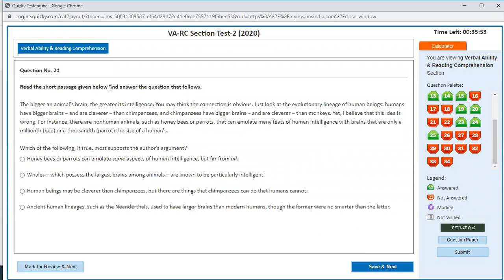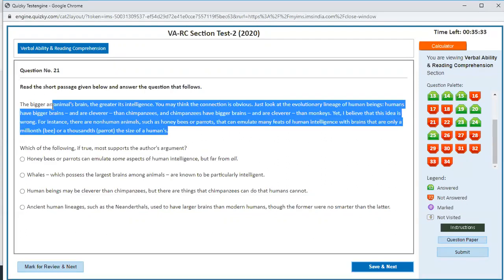Next, read the short passage given below. Answer the question that follows. So, which of the following, if true, most supports the author's argument. इसमें हमेशा डाइस ही रहता है. This is because स्टेटमेंट को समझना काफी confusing रहता है कि भाई which of the following if true most supports the author's argument. तो काफी लोग confused होते हैं, but let's see how difficult or easy this question is.